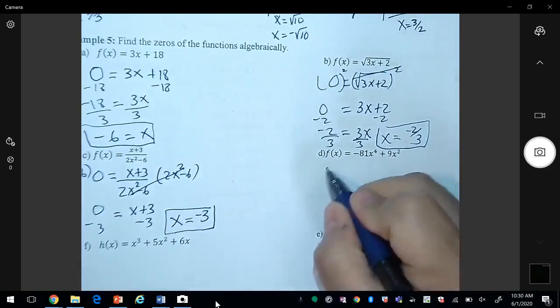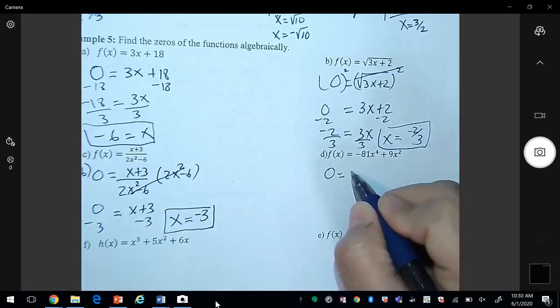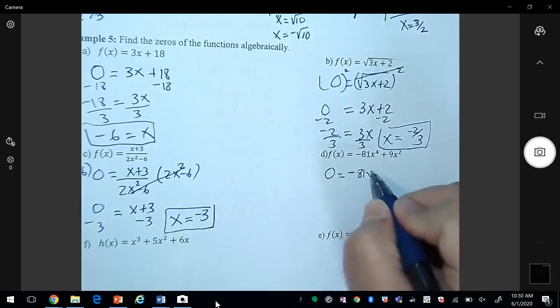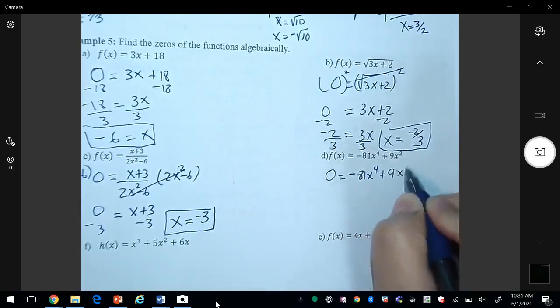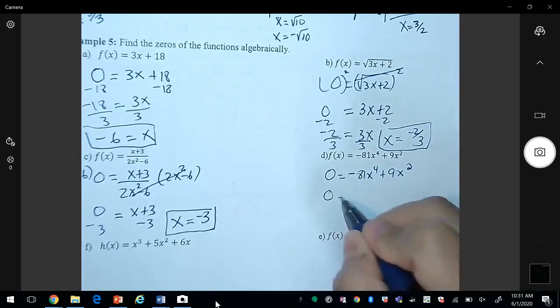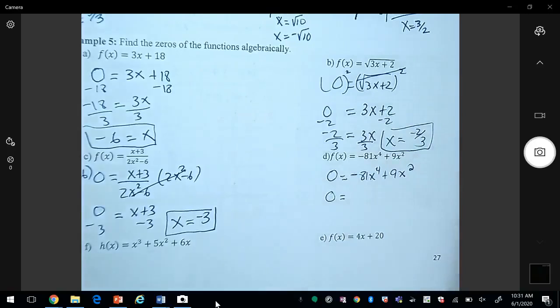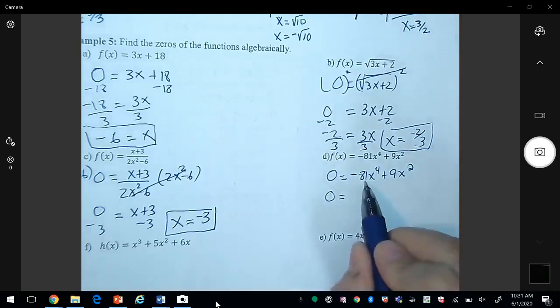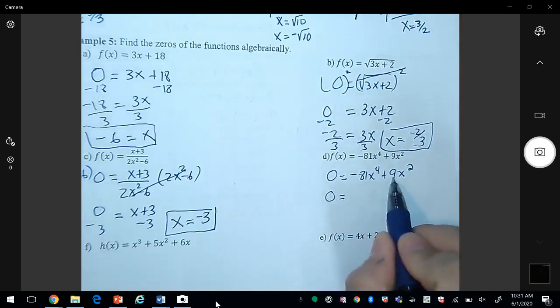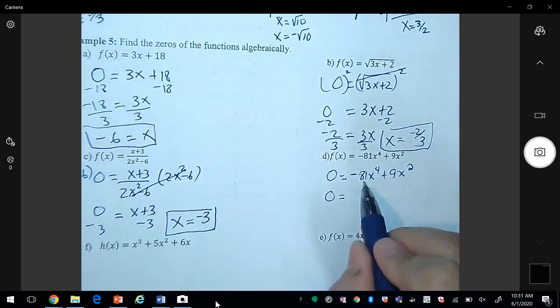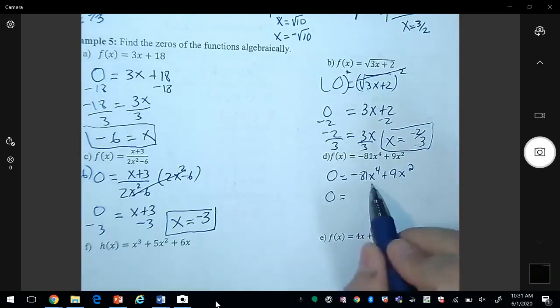Letter D. So here we let y equal 0. And then we want to factor out what they have in common. So if you notice here, we have 81 and 9. So what they have in common is 9. They both have factors of 9.